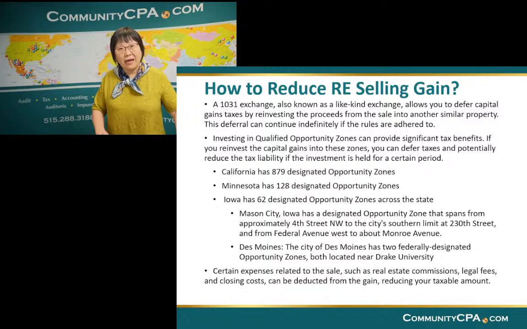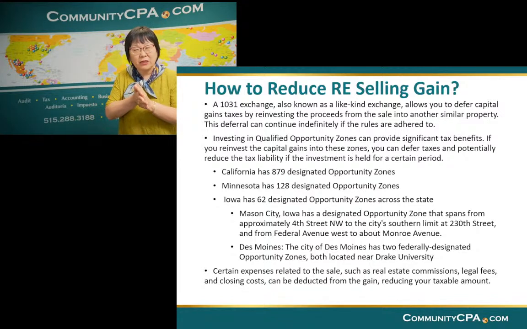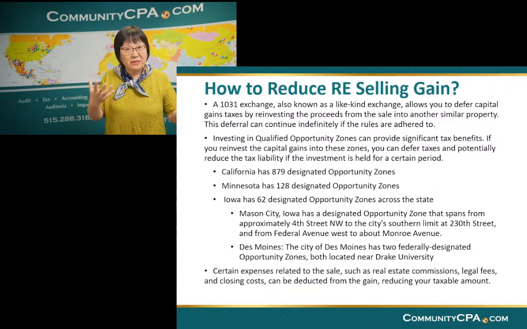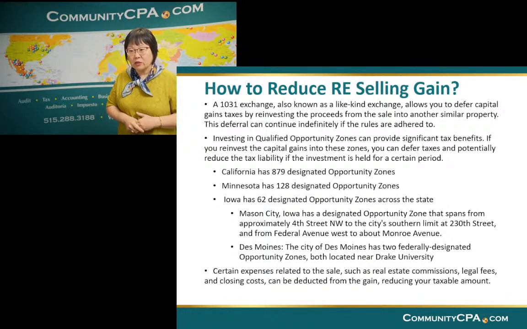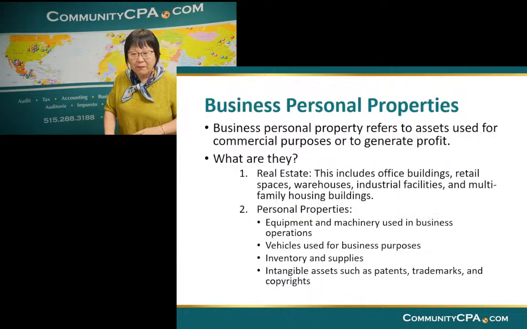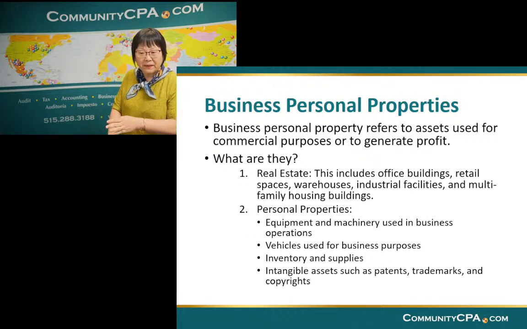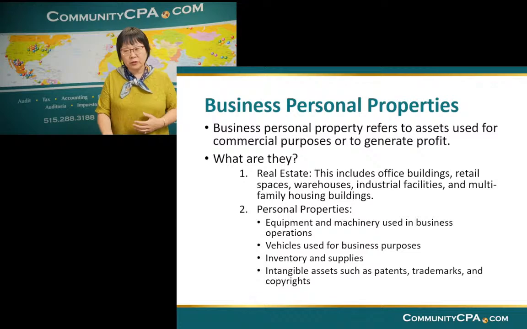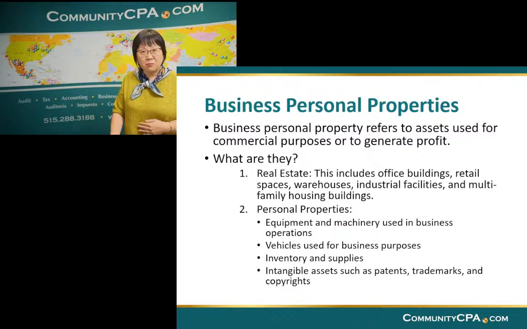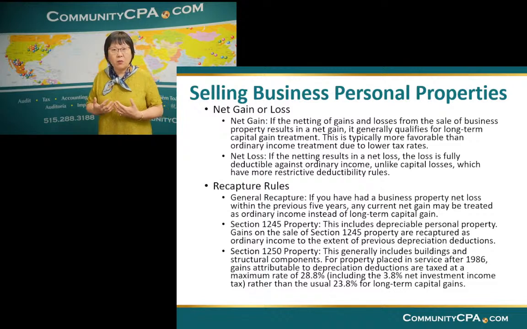And now we conclude the section where we talk about real estate, right? Remember, business property includes two big areas. One is business real estate, commercial real estate. The other one is called business personal property. Remember we had the slides earlier, and the business personal properties are equipment, machinery, things of that nature. Okay, so now I want you to think with me. We are talking about business personal properties, and when we sell them, what kind of things we need to know.